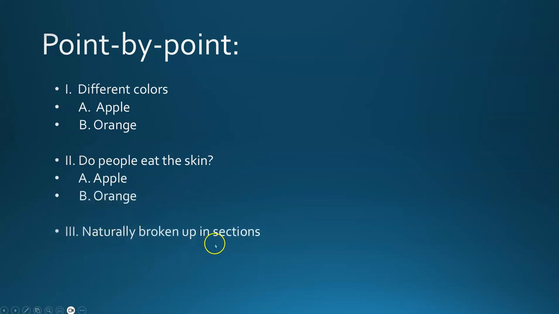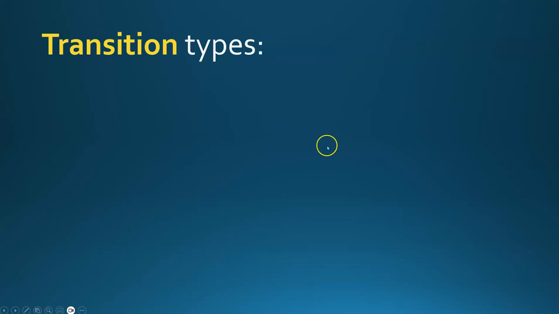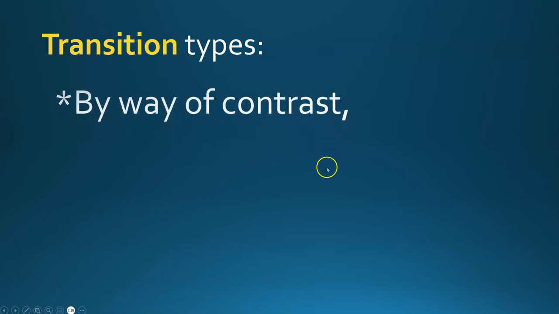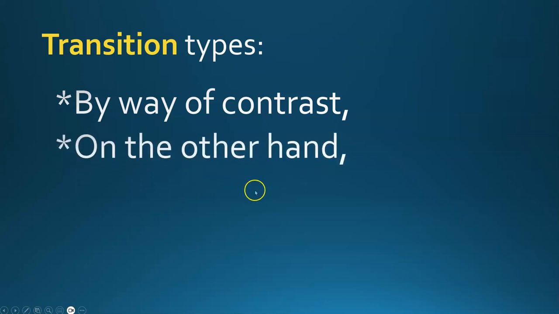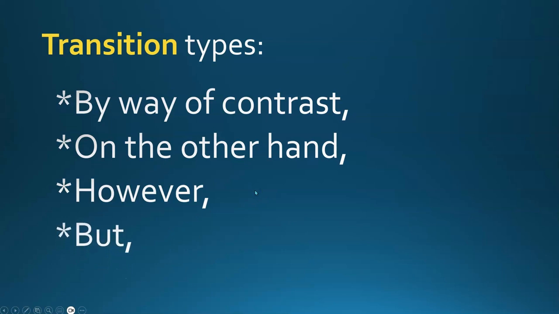And is it naturally broken up into sections? Well, the apple, not really. The orange, yeah, it is. So instead of talking about everything apple and then everything orange, we're actually talking about the different aspects and the comparison of each one. And also when you're doing transition types between the two, there's some phrases you can use by way of contrast: on the other hand, however, but.